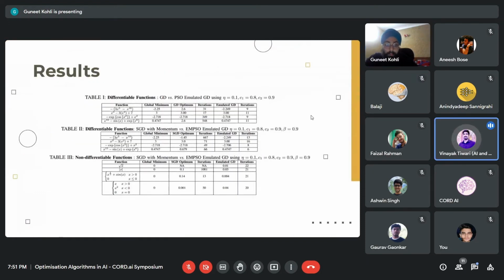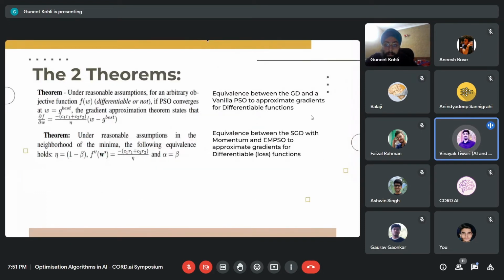So Guneet, sorry to interrupt. The way they are doing it is because they just want to say that we can use EMPSO for differentiable functions as well. You can simply say that it's for non-differentiable and for differentiable as well. Exactly. Thanks, Vinayak. They're trying to justify the fact that even if we are proposing an algorithm which can handle non-differentiable cases far better, it's not losing on the fact that it might not perform well in differentiable functions, which is usually the case in real life scenarios.